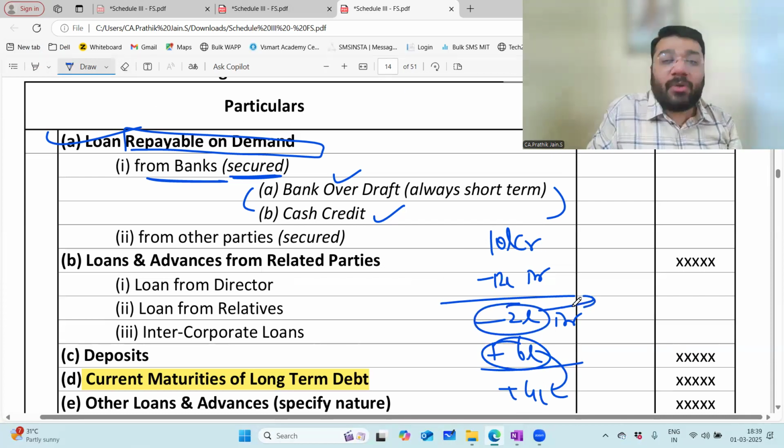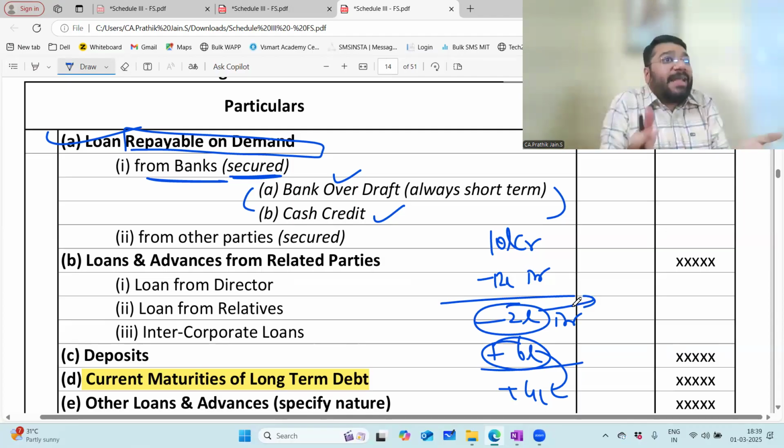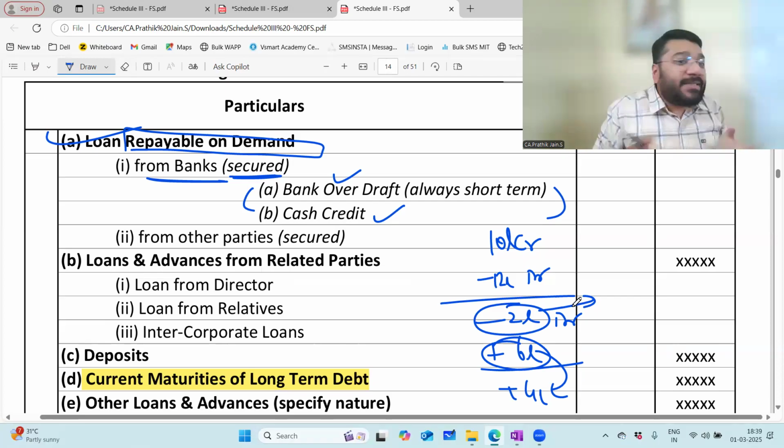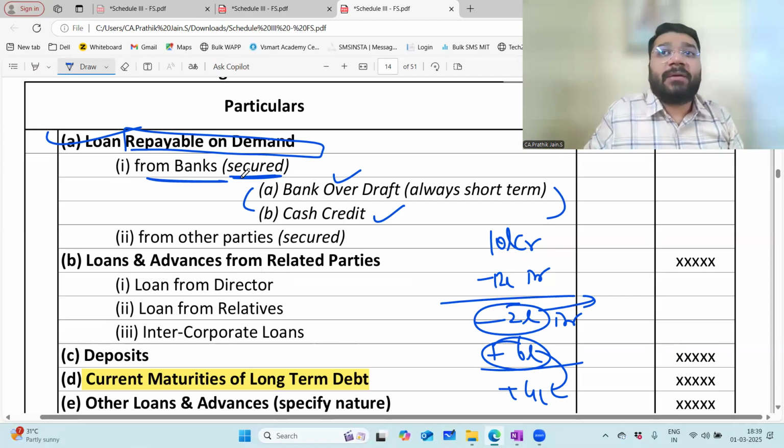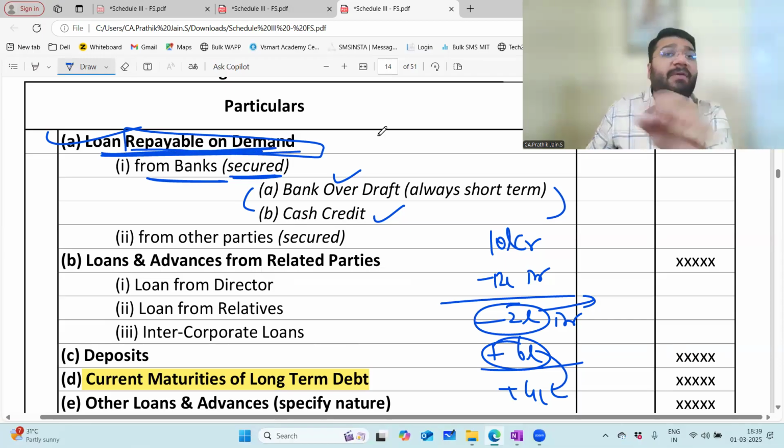What type of liability is this 2 lakh? Short-term liability, because the banker will take this money anytime money comes to my bank account. Hence, it is my short-term borrowing. It will be classified under the category loans repayable on demand. In this, if you have any doubt, please ask me.